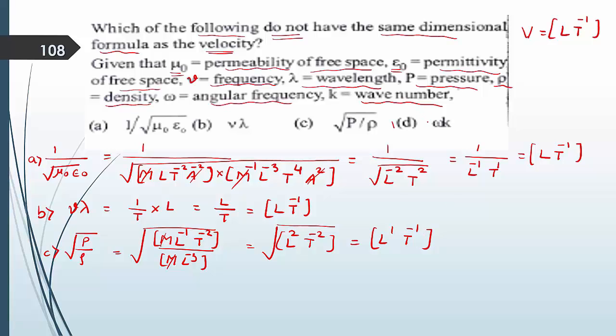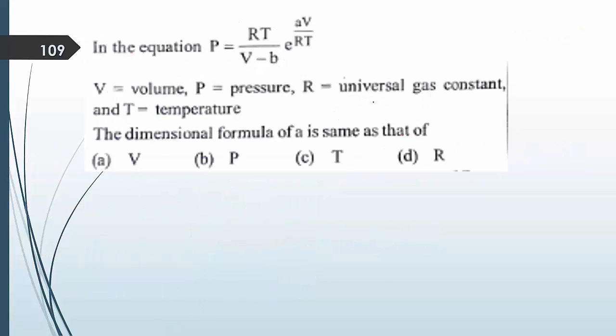Of course option D should be right, but you can check here. This is what? Omega into K. What is omega? Angular frequency. Angular frequency is given by the equation, that is 1 by t, K is wave number. Wave number is the reciprocal of wavelength, that is 1 by L. So we can write, this is frequency 1 by t here. 1 by t, 1 by L means L raised to minus 1, t raised to minus 1. So this is a different dimensional formula from velocity. So option D is the right answer.